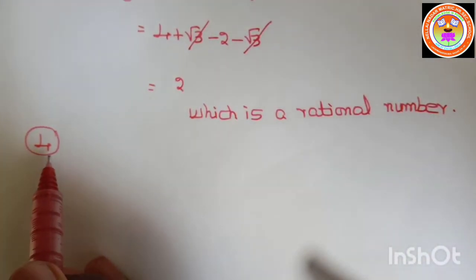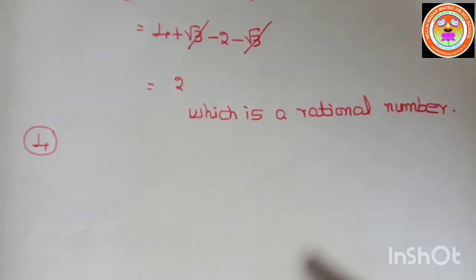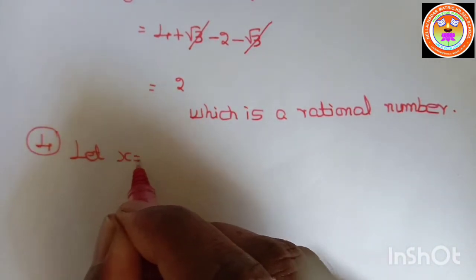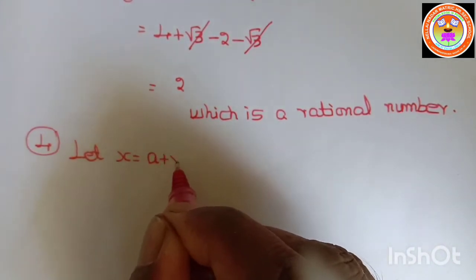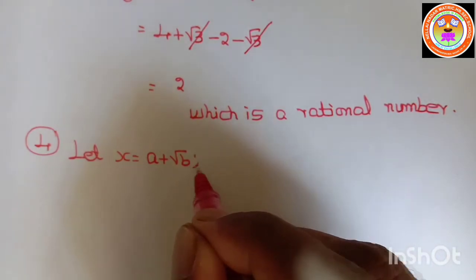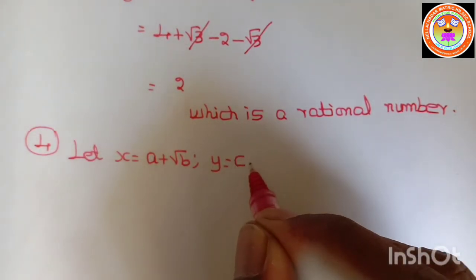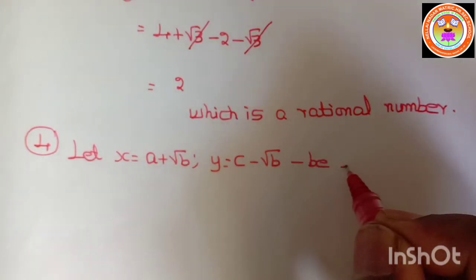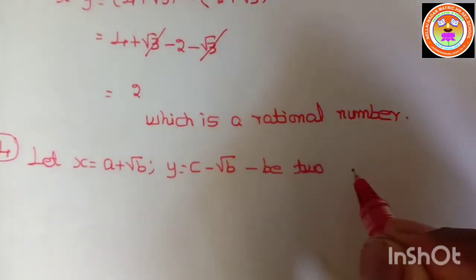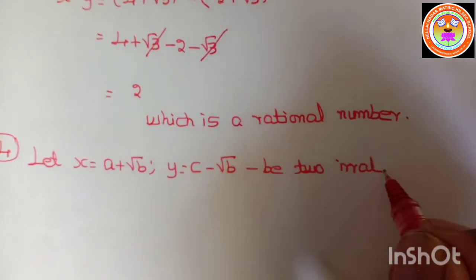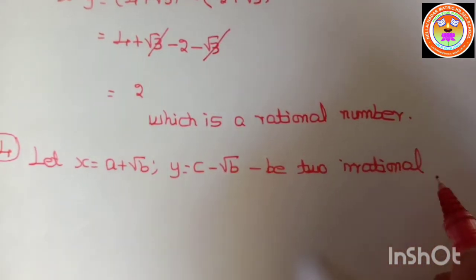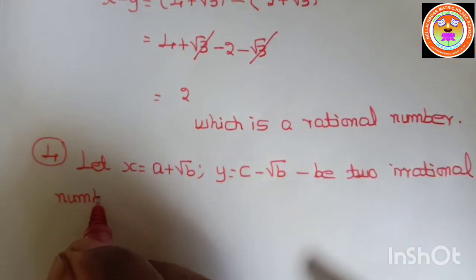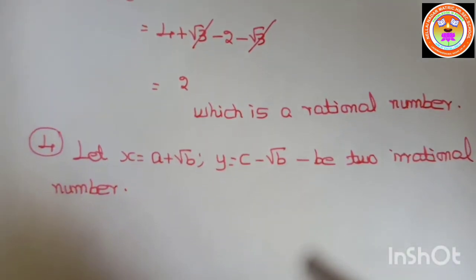Now I'm going to the fourth sum. I'll take two irrational numbers. Let x equal to a plus root b, y equal to c minus root b, two irrational numbers.